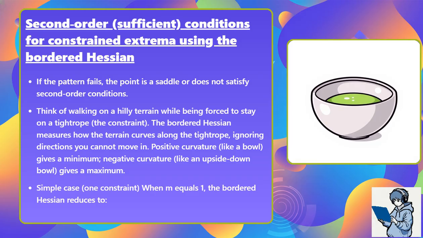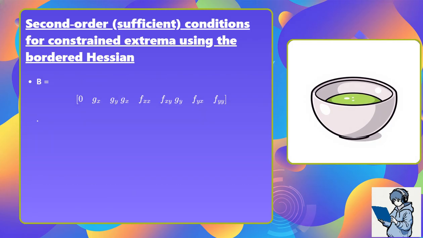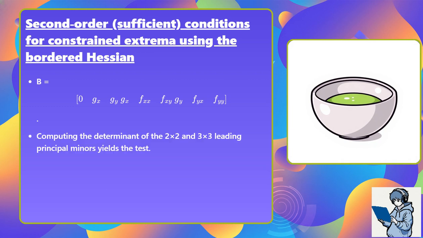Simple case, 1 constraint. When m equals 1, the bordered Hessian reduces to B equals a 3 by 3 matrix with 0 in the top left, g sub x and g sub y across the first row, g sub x, f sub xx, f sub xy in the second row, and g sub y, f sub xy, f sub yy in the third row. Computing the determinant of the 2 by 2 and 3 by 3 leading principal minors yields the test.